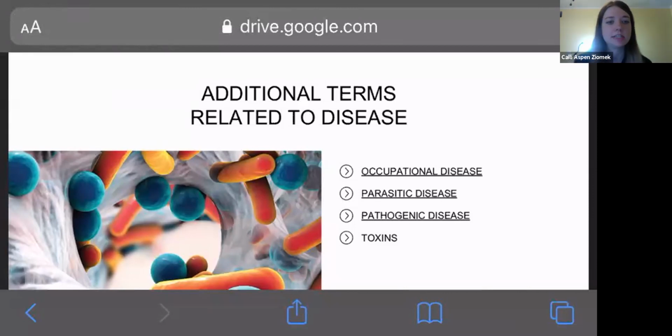Parasitic diseases are diseases caused by parasites. So they live off of a host, such as lice, mites, ticks, those things. Those are all parasites because they cannot live without a host. So they eat off of an animal, a person, something like that. Pathologic diseases are diseases produced by organisms such as bacteria, fungus, parasites, all of those. And then toxins are various poisonous substances produced by some microorganisms, mainly bacteria and viruses.